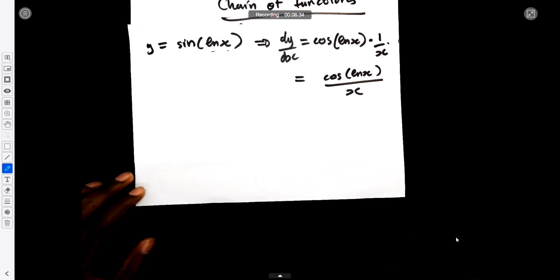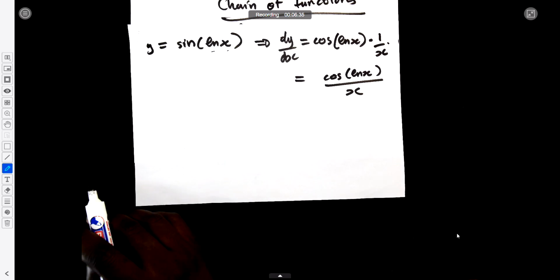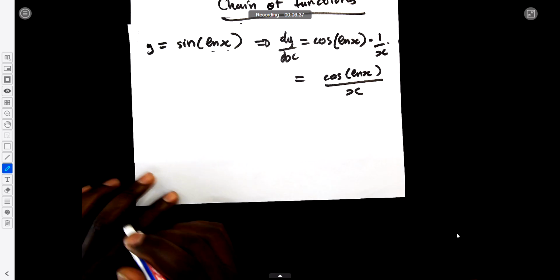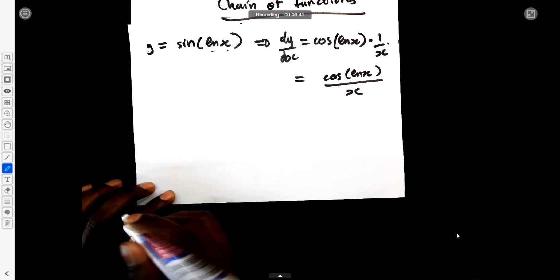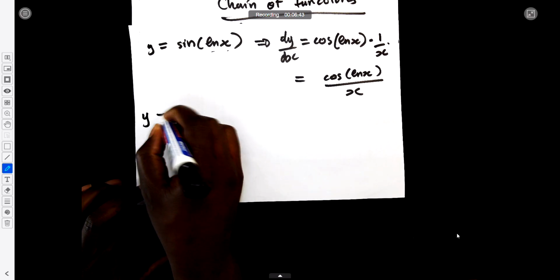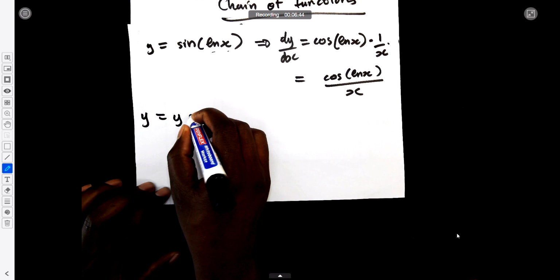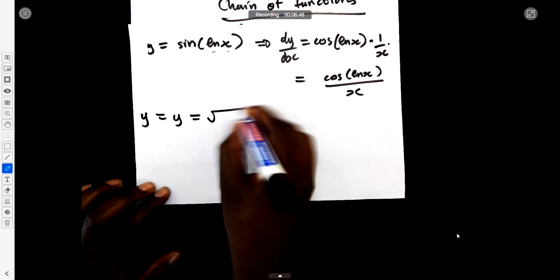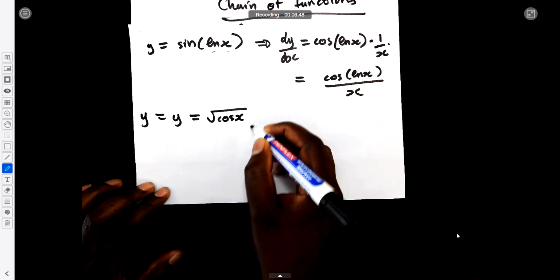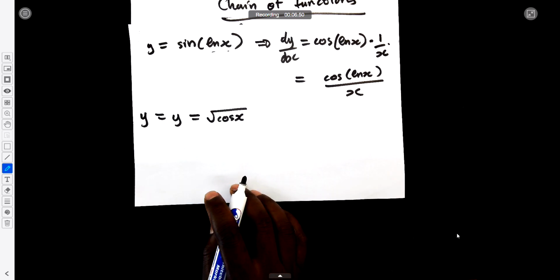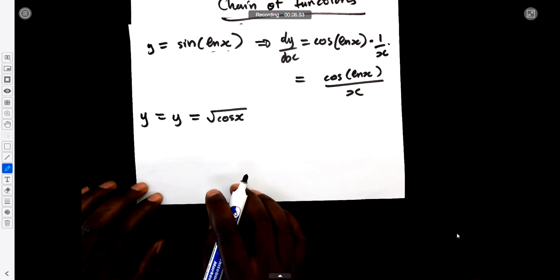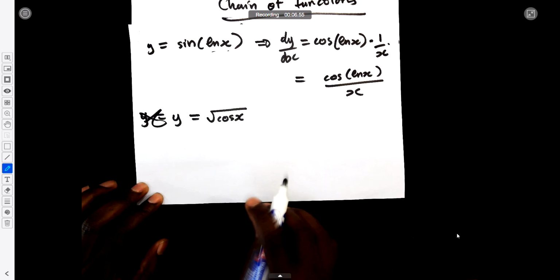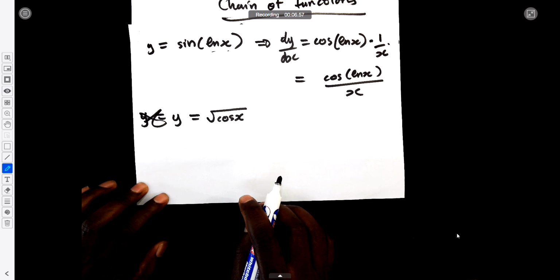Okay, I want to take another example. So we look into the roots. Let's say we have y equals root cos x. Root cos x. So y is equal to root cos x. We need to derive the following.